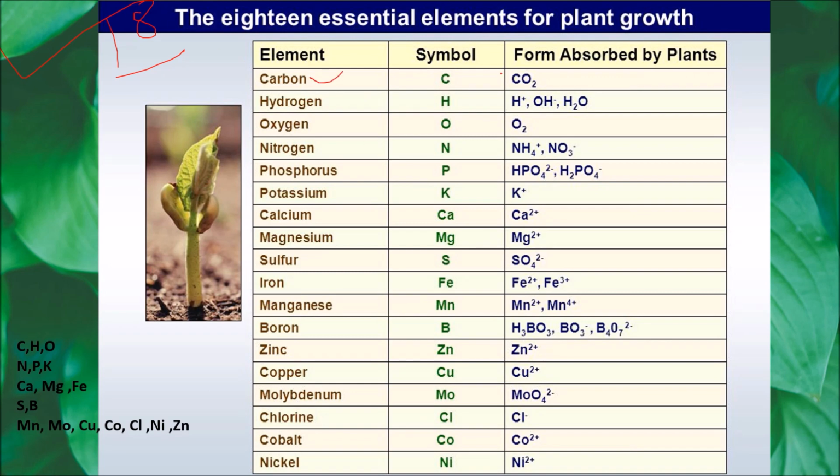Carbon is taken up by the plants in the form of CO2. Hydrogen is taken up in the ionic form, in the water form. Oxygen in the form of O2. Other than that, all the different elements are taken up in the ionic form. You can see which ionic form is taken up for which element. These are the different element categories: CHO, NPK, Ca, Mg, iron, S, B, that is sulfur and boron. Then we have manganese, molybdenum, copper, cobalt, chlorine, nickel, and zinc.